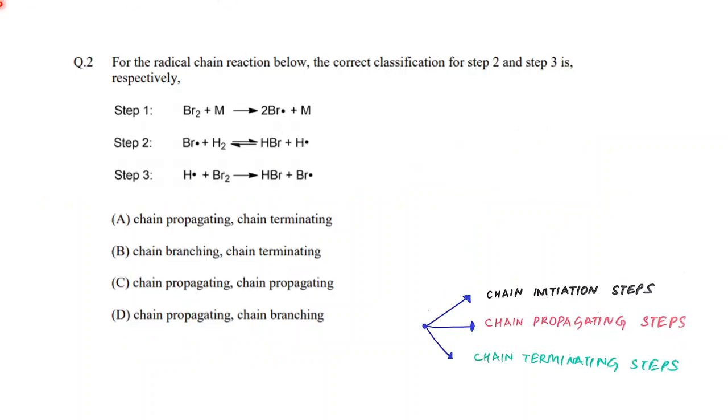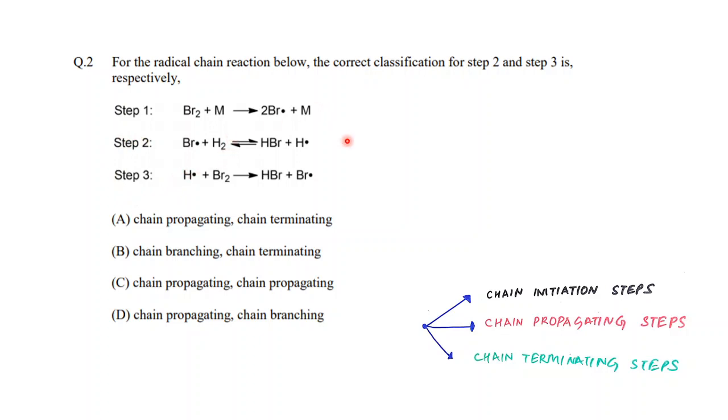This is the first question which was asked from chemical kinetics. The question is: for the radical chain reaction below, the correct classification for step 2 and step 3 is, respectively, what? These are the three steps given for a complex reaction, and we have to tell about step 2 and step 3, whether it's chain propagating, chain terminating, chain branching or chain initiation. So we have to categorize these steps of a complex reaction.